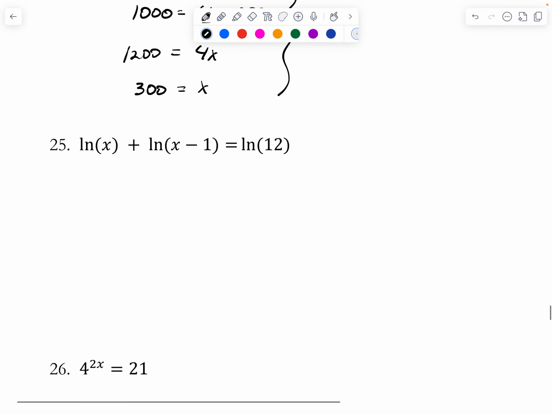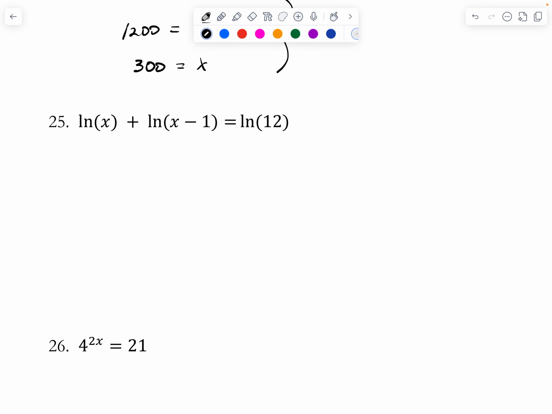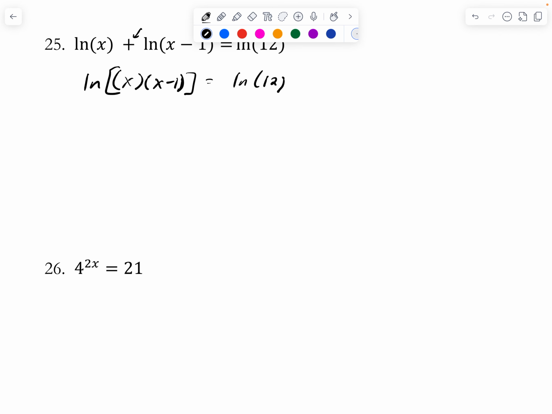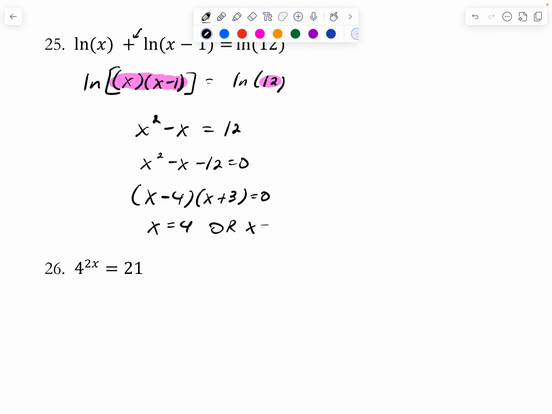All right, next one. I have two natural logs on the left side of the equation connected by addition. So I'm going to go ahead and multiply x times x minus 1 equals the natural log of 12. Now I have a log on both sides, so I can set the arguments equal to each other. So x times x minus 1 equals 12. I'm going to distribute to get x squared minus x equals 12. Setting it equal to 0, I have my two factors, x minus 4, x plus 3. So x equals 4 or x equals -3. Don't forget to check both of these.